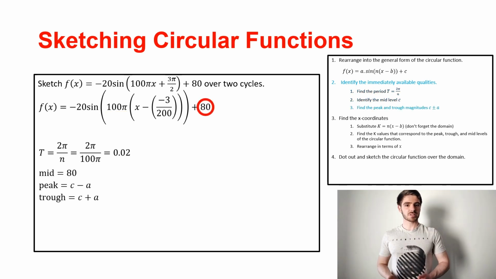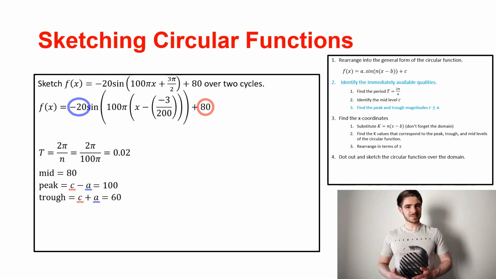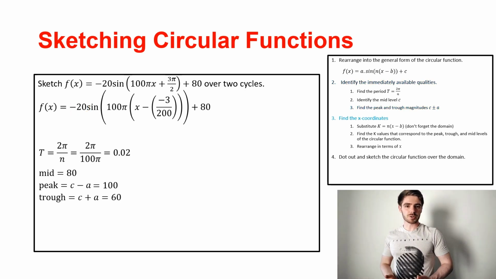The peaks and troughs are going to occur at c plus minus a, which gives us peaks at 100 and troughs at 60. Notice this time that the peak was actually given by subtracting a rather than adding it. This is because the peak must always be the maximum value, and when you subtract a negative value, you actually get a larger number rather than a smaller number. Now, let's find the corresponding x-coordinates.